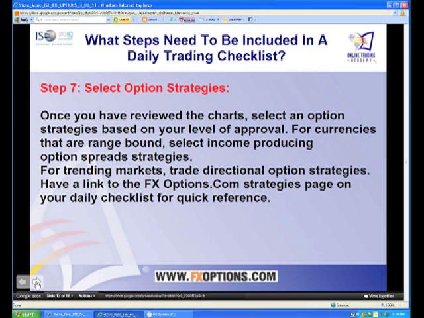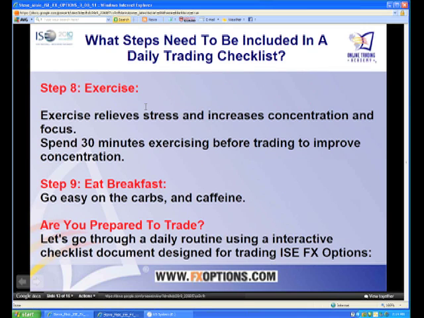Step number 8, don't laugh, exercise. As a matter of fact, some of us could use more exercise, including myself. But exercise is something that you want to do before you trade because it's going to increase your concentration, it's going to increase your focus.